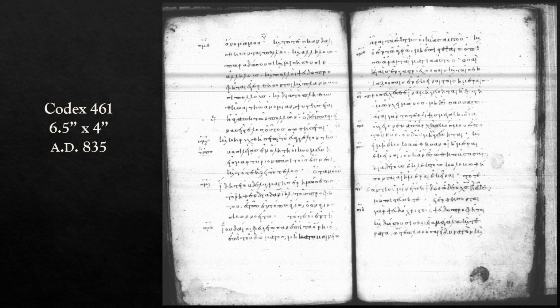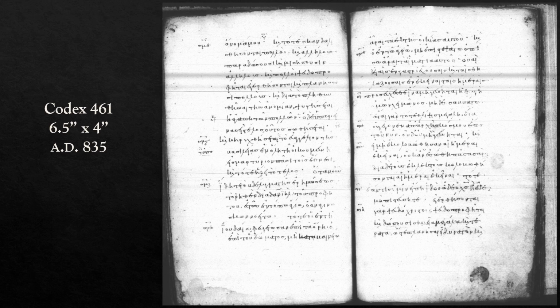Here's Codex 461, just another example of a minuscule. It's 344 leaves. It's the smallest copy of all 4 Gospels. It's about 6.5 inches by almost 4 inches. There actually is a smaller, what you might call a pocket Bible, but only 1 page of it has ever been found from Oxyrhynchus. So as far as a more substantial manuscript, this is the closest thing to a pocket Bible you get. It comes from the year AD 835.